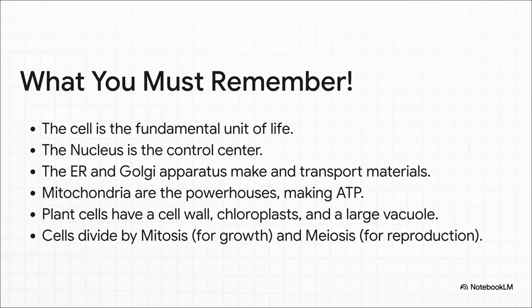1, the cell is the fundamental unit of life. 2, the nucleus is the boss, the control center. 3, the ER and Golgi work together to make and transport things. 4, mitochondria are the powerhouses that make ATP energy. 5, remember, plant cells have a few extra things like a cell wall and chloroplasts. And 6, mitosis is for growth, meiosis is for reproduction. If you just remember these points, trust me, you are all set.